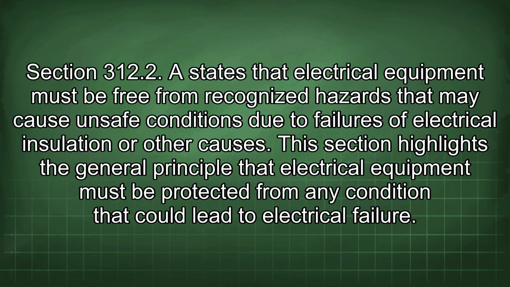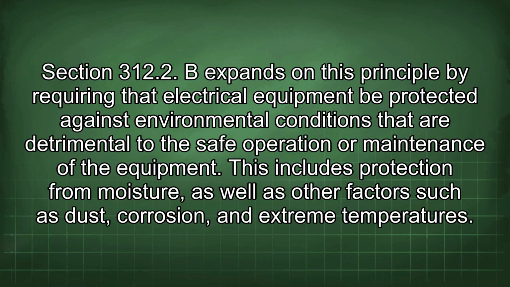Section 312.2, Parts A and B further emphasizes the importance of protecting electrical equipment from environmental hazards. Section 312.2(A) states that electrical equipment must be free from recognized hazards that may cause unsafe conditions due to failures of electrical insulation or other causes. This section highlights the general principle that electrical equipment must be protected from any condition that could lead to electrical failure. Section 312.2(B) expands on this principle by requiring that electrical equipment be protected against environmental conditions that are detrimental to the safe operation or maintenance of the equipment. This includes protection from moisture, as well as other factors such as dust, corrosion, and extreme temperatures.